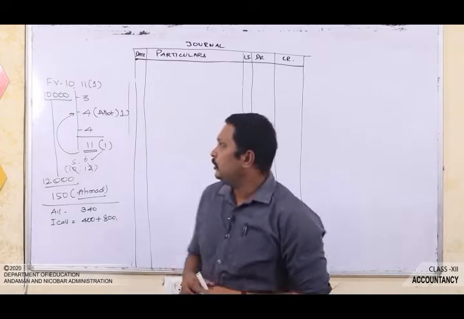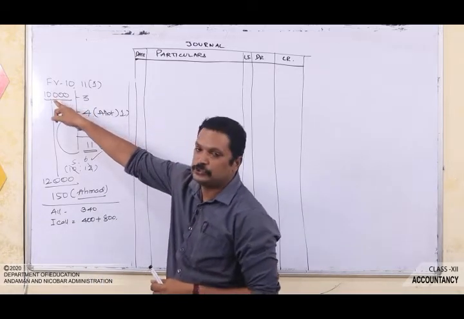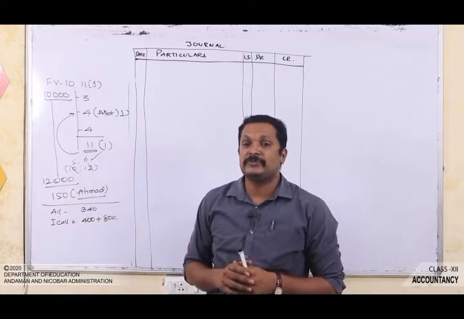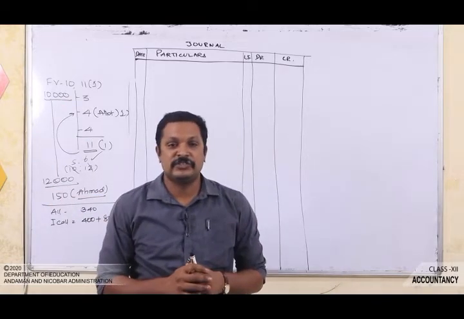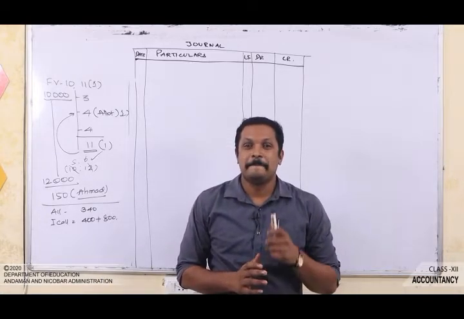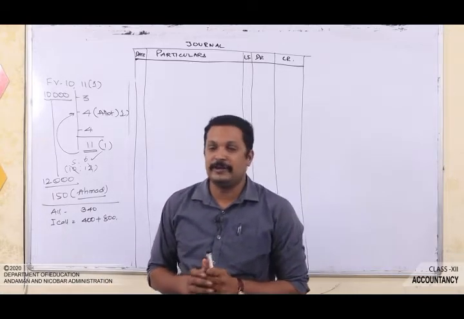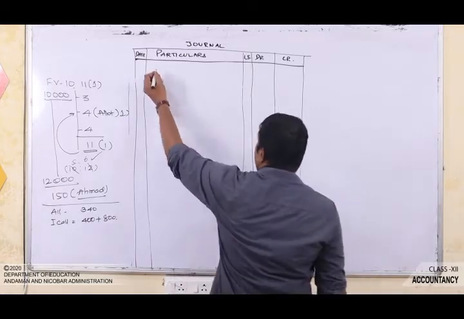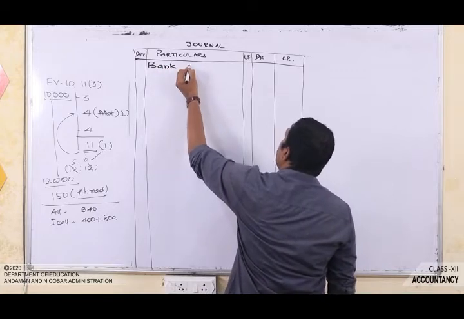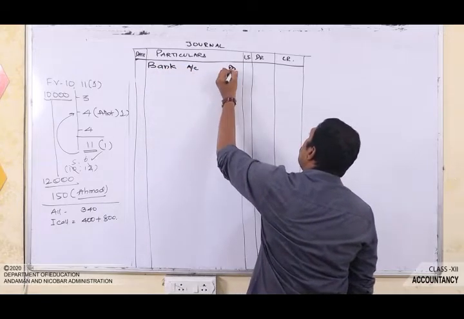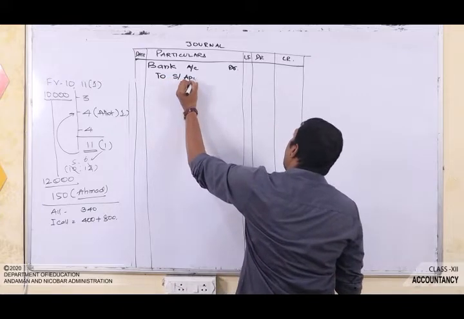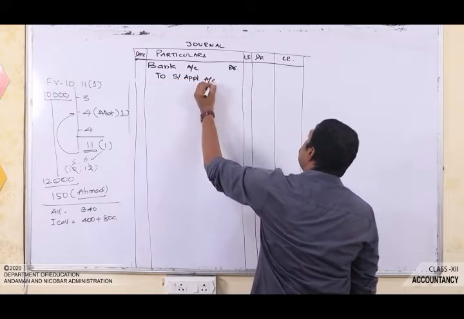So company issued how many shares? 10,000 shares. How many shares did we receive? 12,000 shares. So starts with application. What is the first entry? I hope you remember. Bank account debit to share application account.